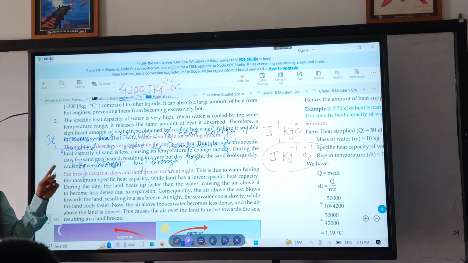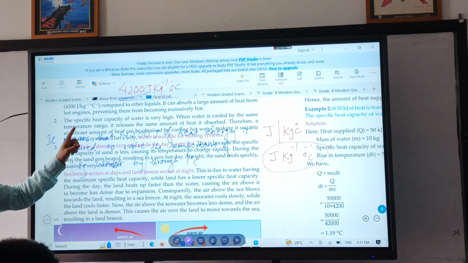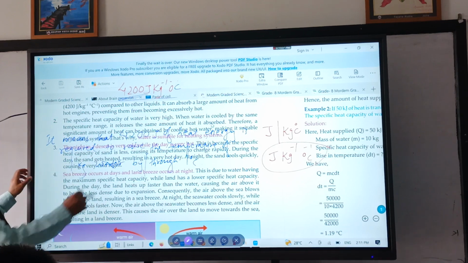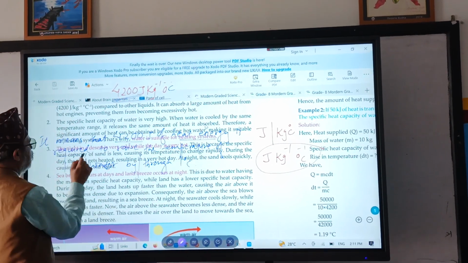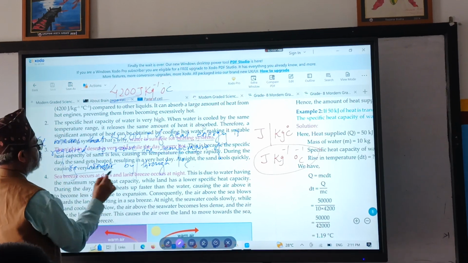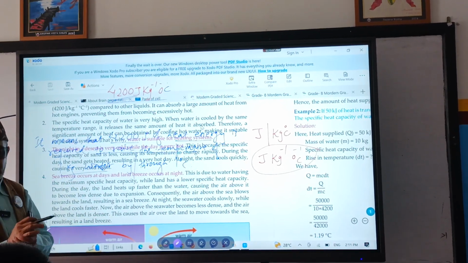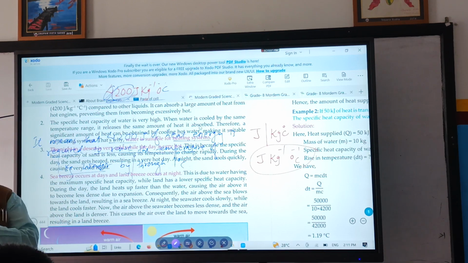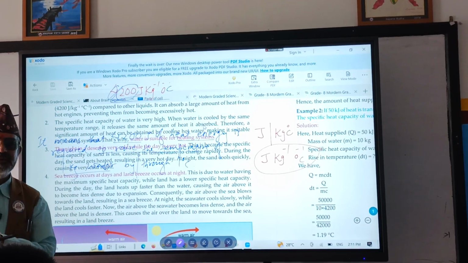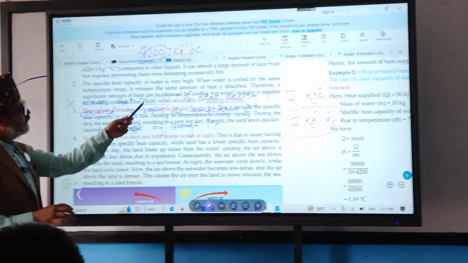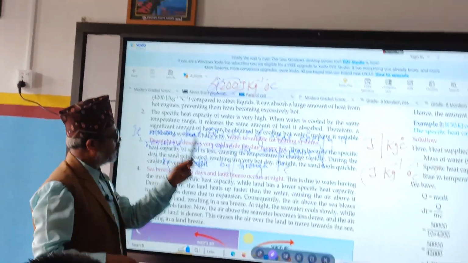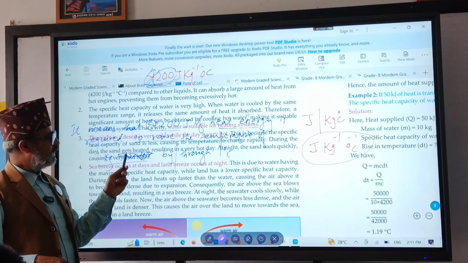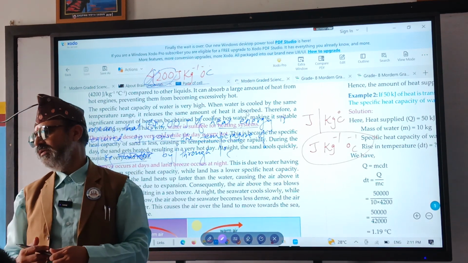Very simple. The specific heat capacity of water is 4200 joule per kg per degree centigrade. It means that 4200 joules of heat energy is required to raise the temperature of 1 kg of water through 1 degree centigrade. If I say the specific heat capacity of a substance is 200 joule per kg degree centigrade, it means that 200 joules of heat energy is required to raise the temperature of 1 kg mass of that substance, not water, through 1 degree centigrade.